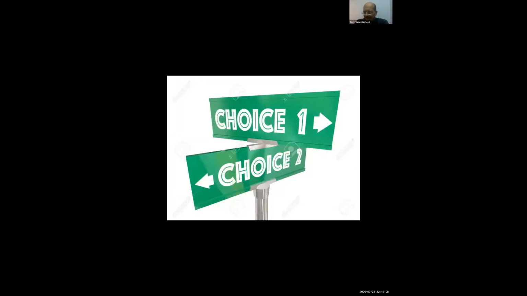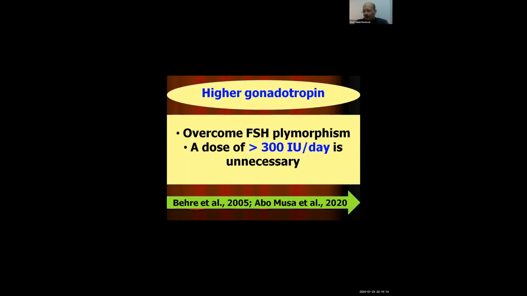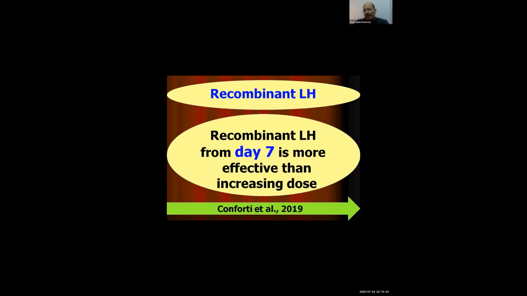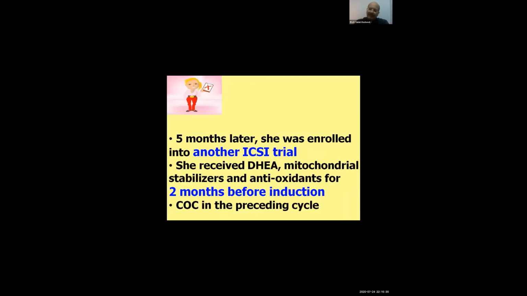During the current cycle, the gynecologist has only 1 of 2 choices: either to increase the dose of gonadotropin, which has been done by the gynecologist, but a dose of more than 300 international units per day is unnecessary, or to introduce recombinant LH on the 7th day of the cycle.